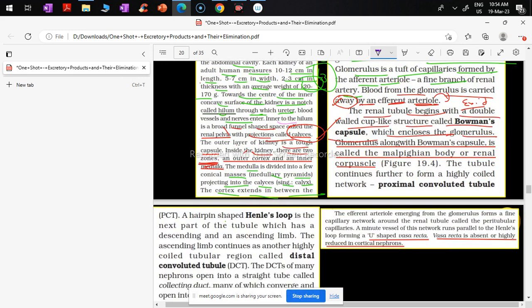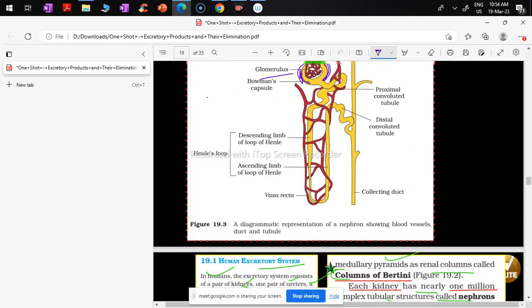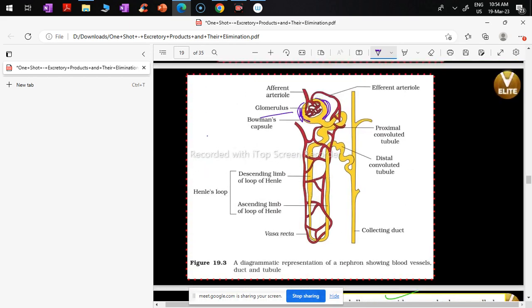So the tubule means the renal tubule. You can see it continues further to form a highly coiled network which is called the PCT. After this there is a coiled structure forming. You can see PCT, proximal convoluted tubule. Proximal means near. It is just near to the Bowman's capsule. It is the proximal convoluted tubule.